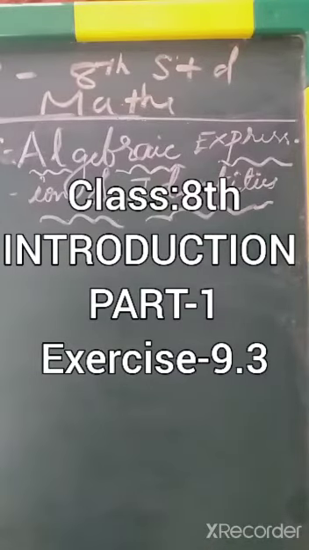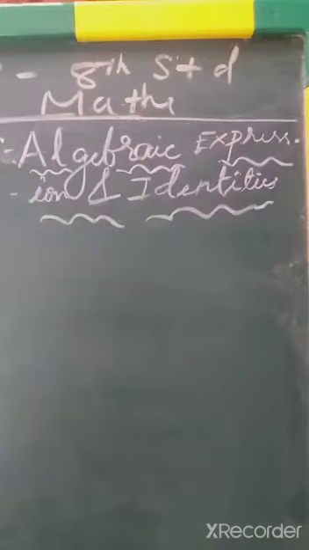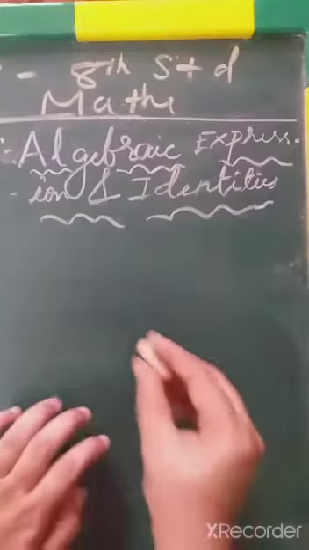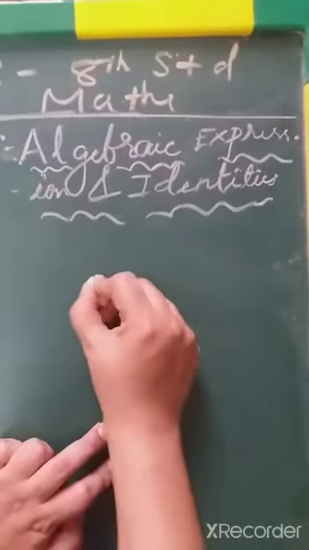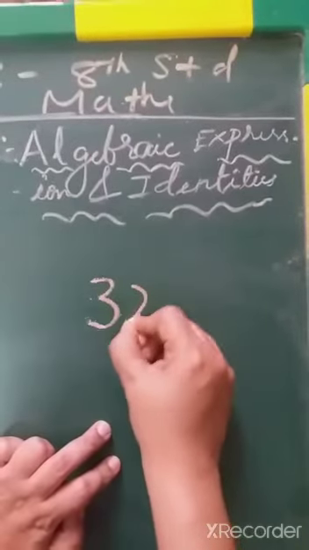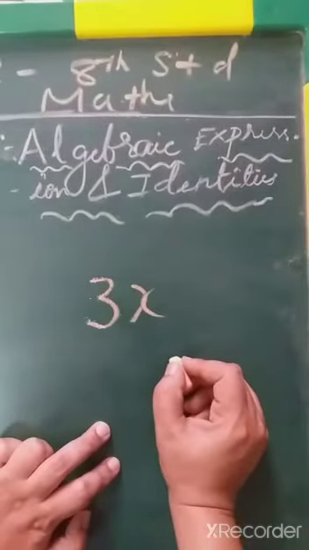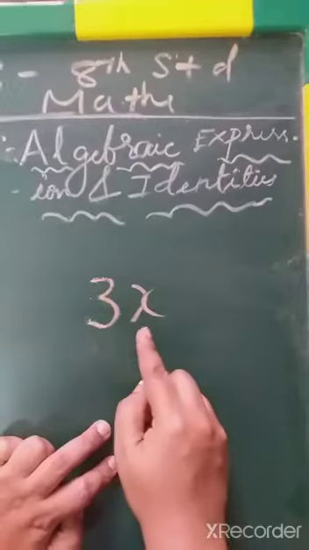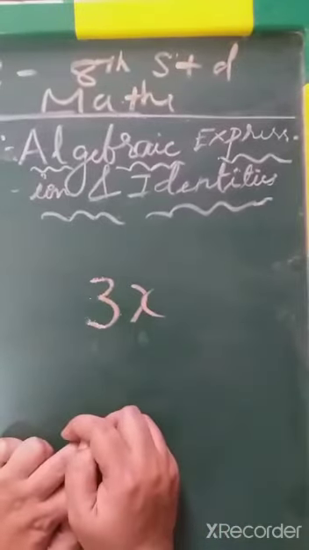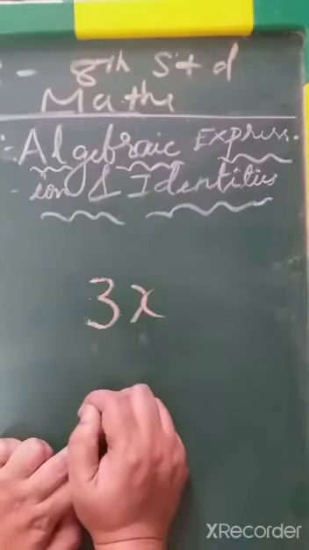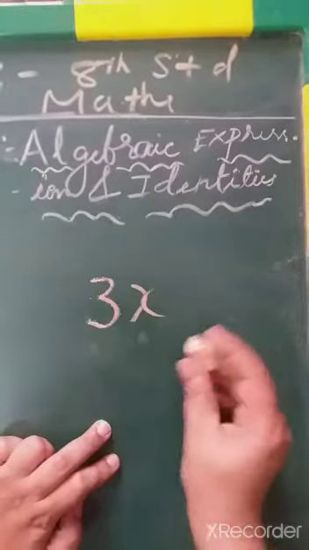Chapter name is algebraical expression and identity. You know what is meant by algebraical expression? Algebraical expression means a number with a letter. Number with a letter means numerals and letter, or variables and constant. With the variable and constant is an algebraical expression.